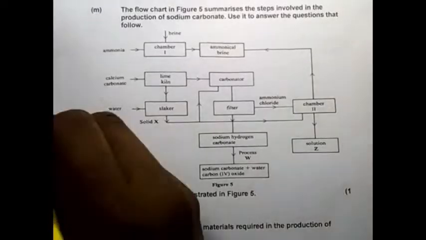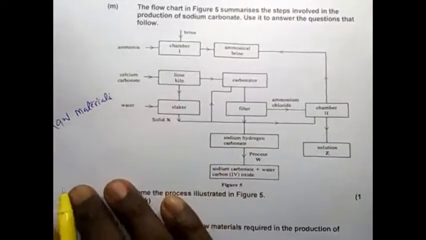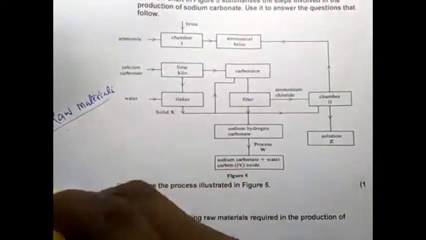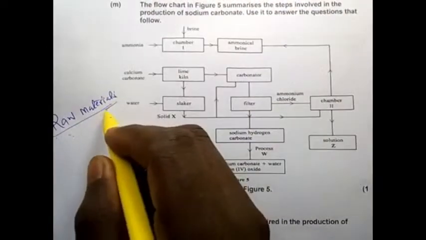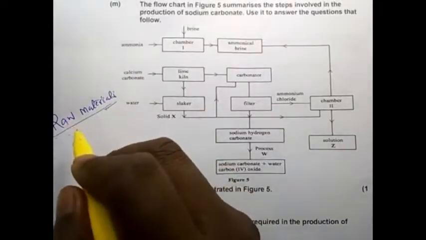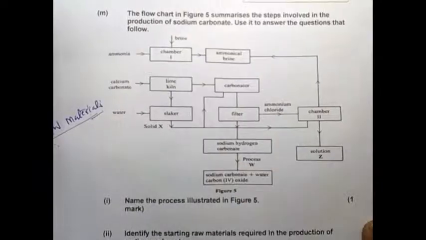First thing you must know is the raw materials of the process. The next thing you should know, for those processes that require a catalyst, you must know the catalyst used in that process. But for the Solvay, we don't use a catalyst. So let us go straight to Solvay, and then we will talk about the other processes later.